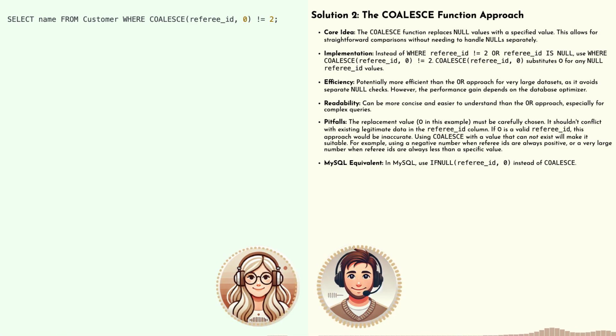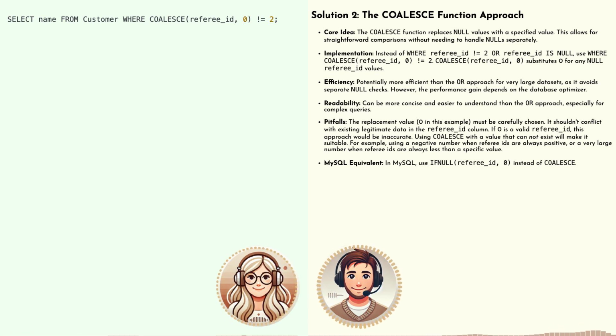Okay. Let me make sure I'm following. So if a customer has a referee of 1, COALESCE would just output 1. But if the referee is NULL, we could tell COALESCE to output, say, 0 instead. Right. Assuming a 0 isn't a valid referee in our data. Precisely. And that's the beauty of COALESCE. Okay. We preemptively replace those NULL values with something we can reliably work with. Then we apply our not equal to 2 condition, knowing we won't run into those NULL comparison issues.